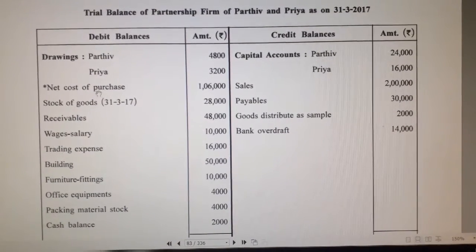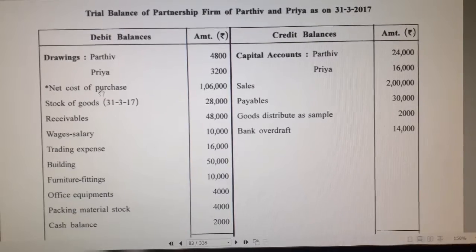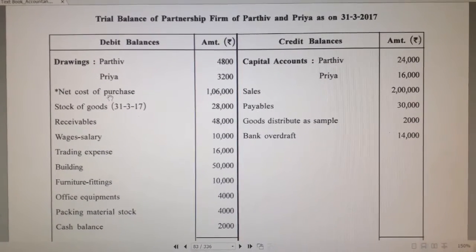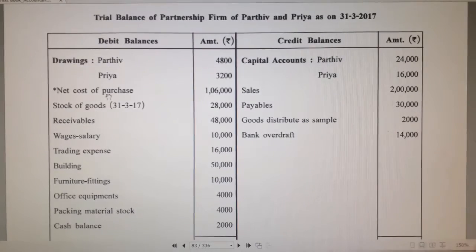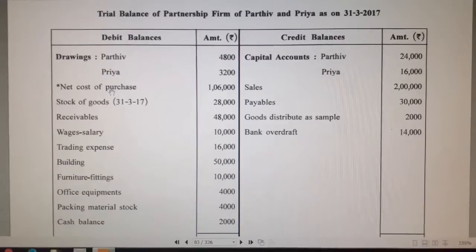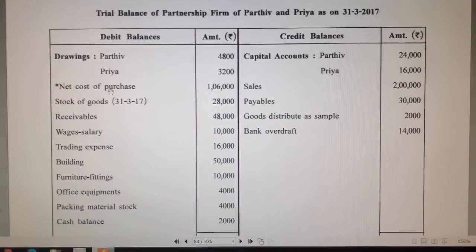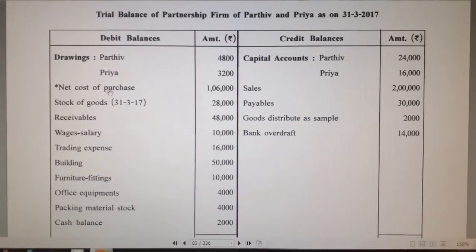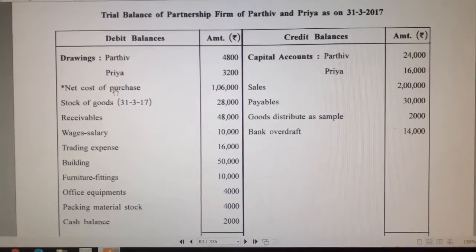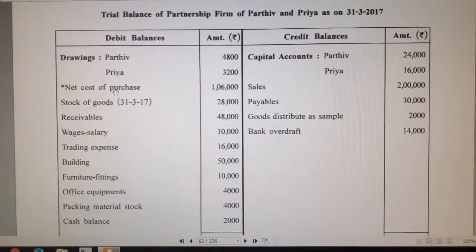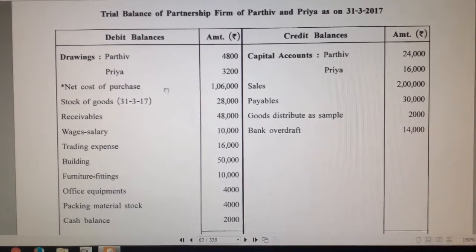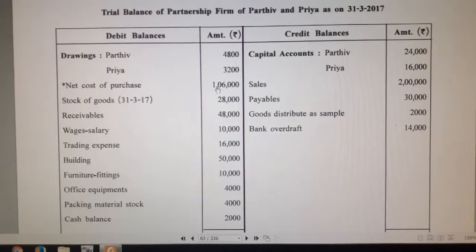Net cost of purchase. Net cost of purchase is nothing but adjusted purchase. The formula of net cost of purchase is opening stock plus net purchase. Net purchase means purchase minus purchase return. So again I am moving with the formula. Net cost of purchase or adjusted purchase is equal to opening stock plus purchase, that is net purchase, plus purchase expense minus closing stock.